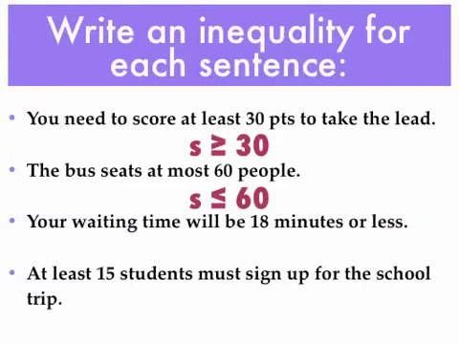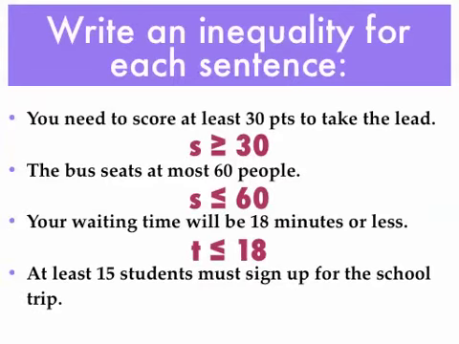The third one says your waiting time will be 18 minutes or less. If you think about commercials, a lot of times pizza delivery places will say, we'll have it delivered in 30 minutes or less, or we'll buy it for you, right? So this one says 18 minutes or less. That means your waiting time will be 18 minutes, or it could be less than 18 minutes. It's not going to be over 18 minutes. So an inequality here would be t for time is less than or equal to 18.